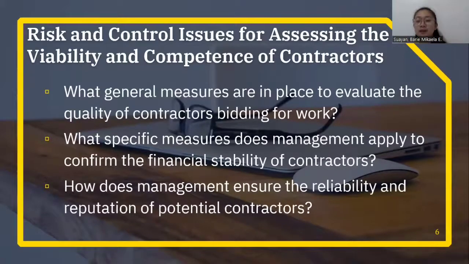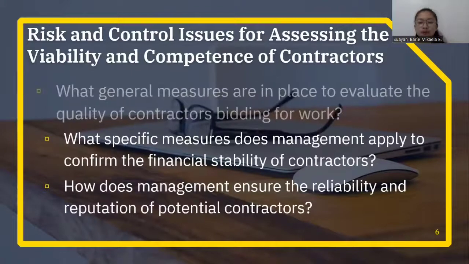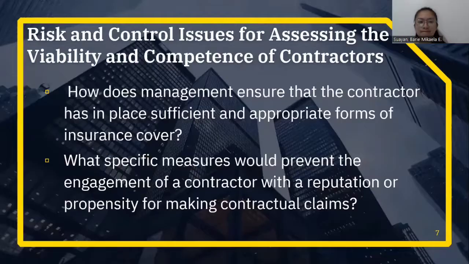Katulad lang nung nasa taas, the management must check and ensure the reliability and reputation para alam nila kung ano ba talaga yung mapagkakatiwalaan or mapagkakatiwalaan ba ang mga contractors at maayos kapag kinuha ang mga ito. Fourth, how does management ensure that the contractor has in place sufficient and appropriate forms of insurance cover? Here, the management must know if every contractor has an insurance and if it is sufficient and appropriate since accidents cannot be predicted. It is important to have insurance.